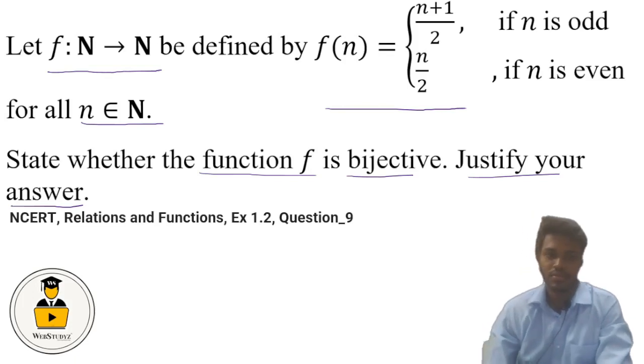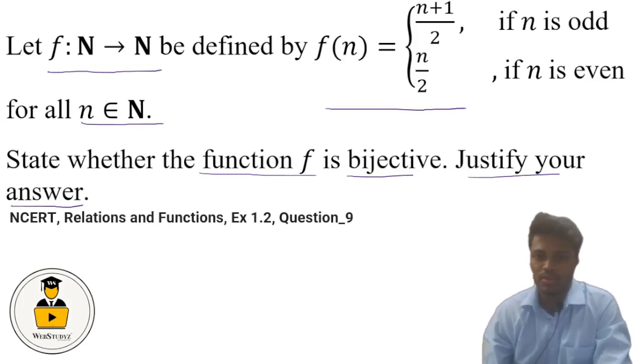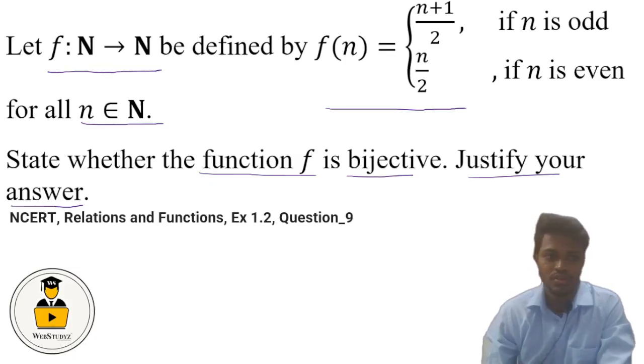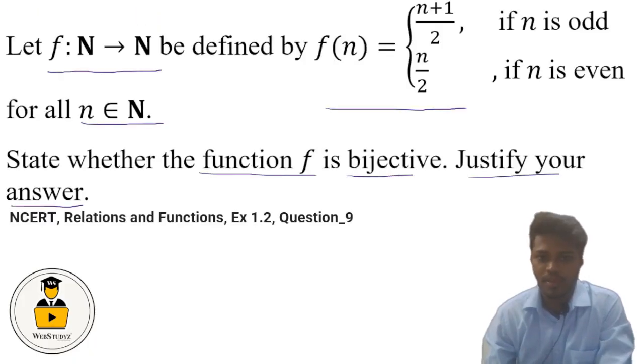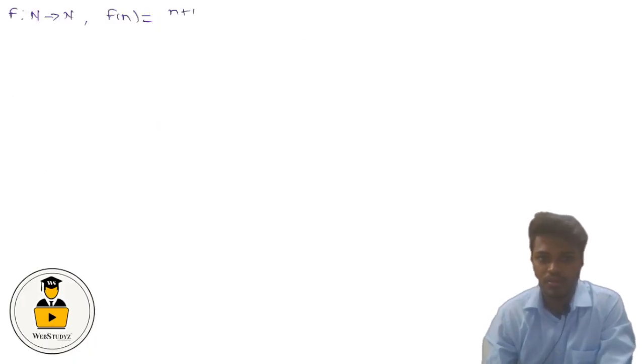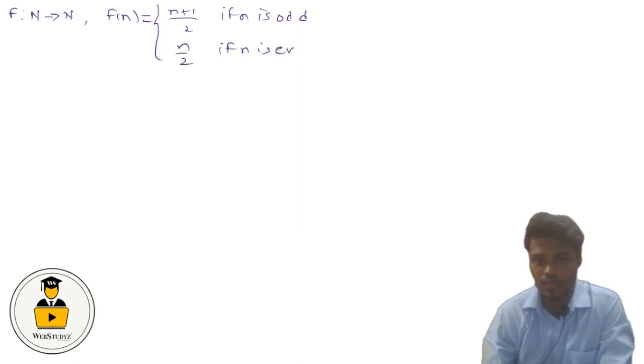to justify our answer. So in order to prove the function is bijective, the function should be one to one as well as onto. So first let us check whether the function is one to one. For that, we have the function from N to N, and the value of the function is f(n) = (n+1)/2 if n is odd and n/2 if n is even.